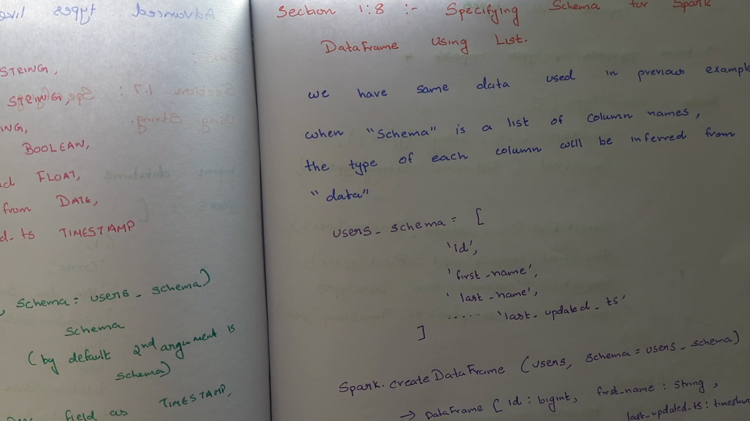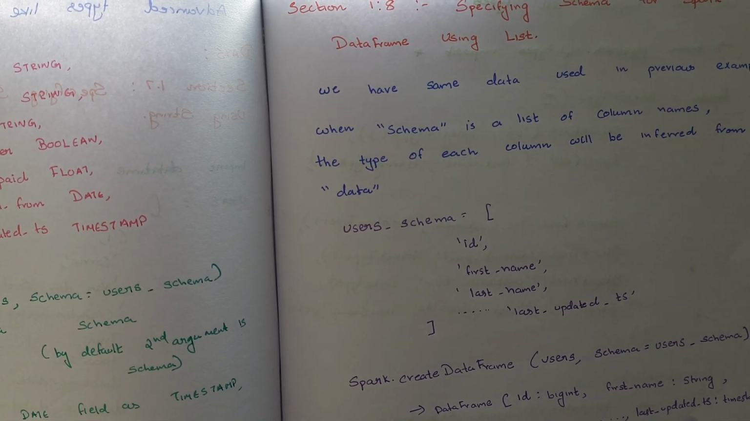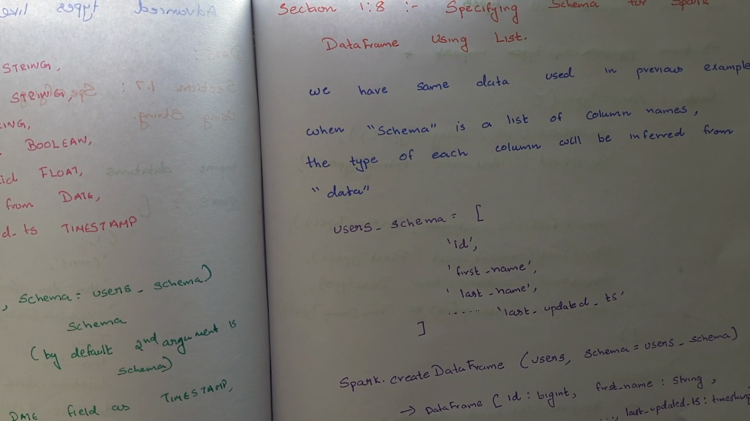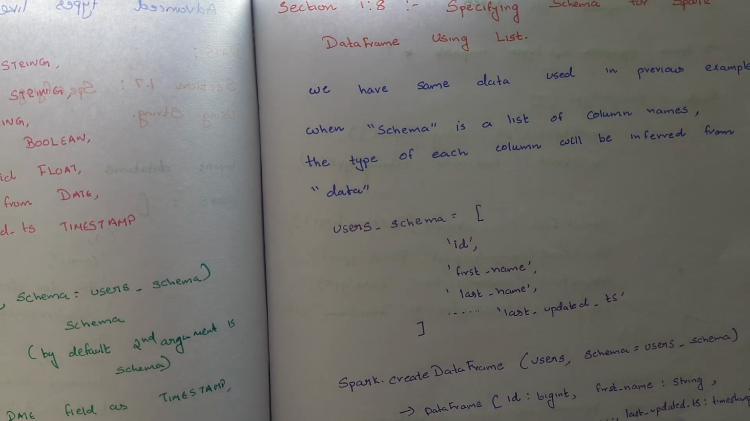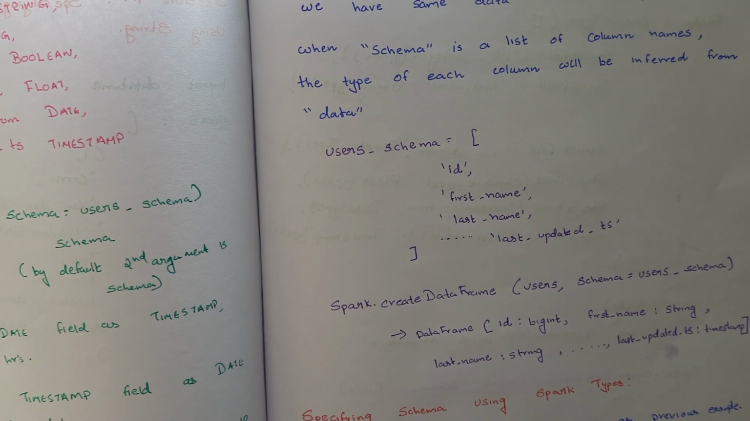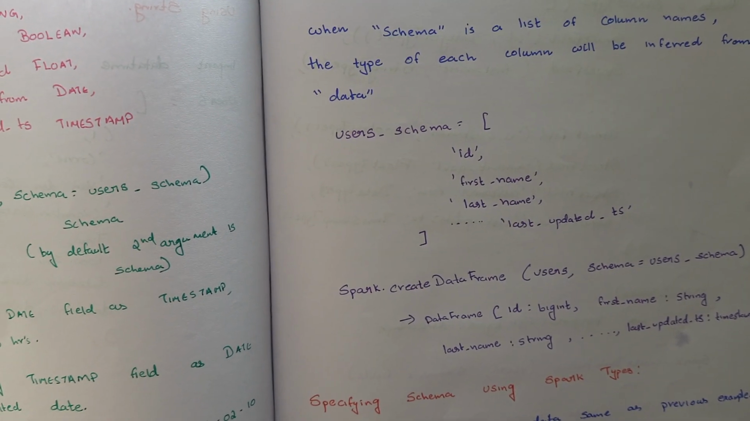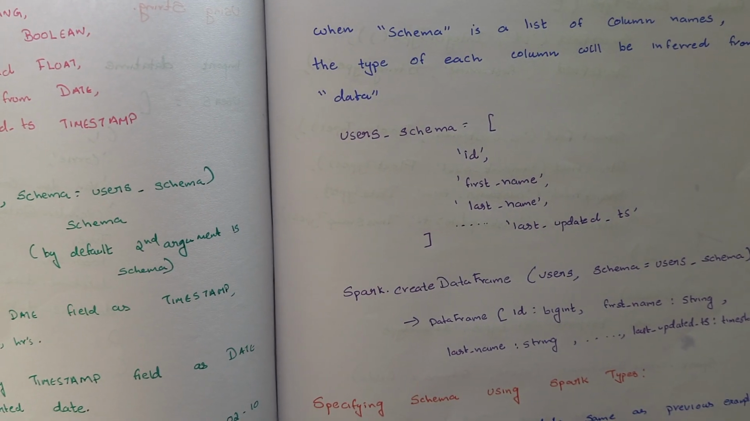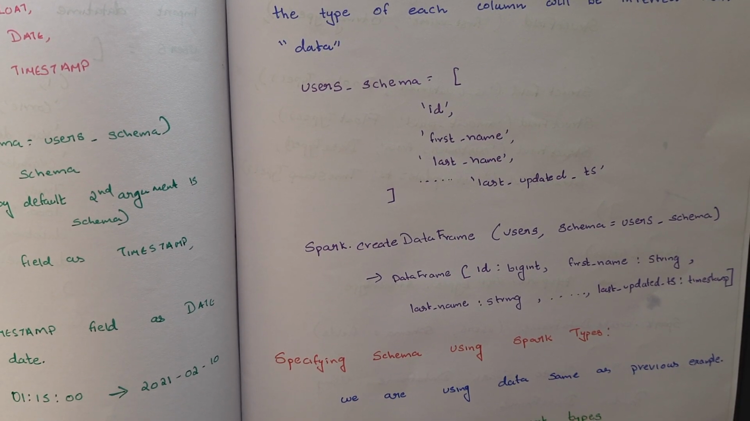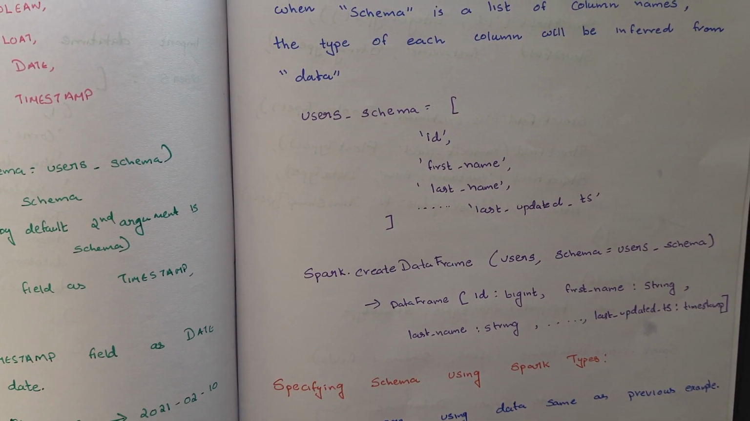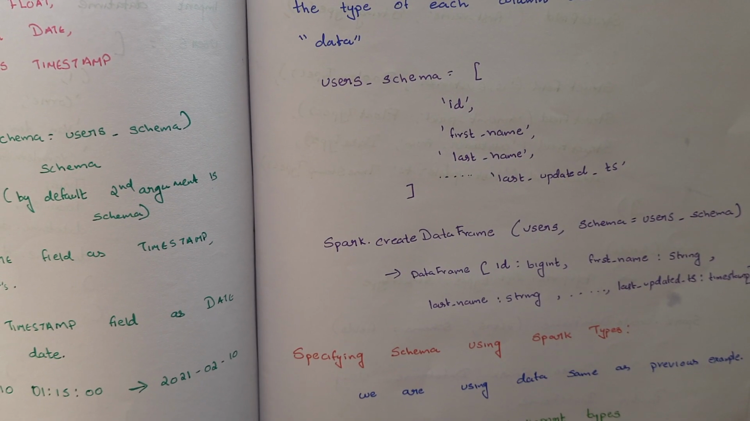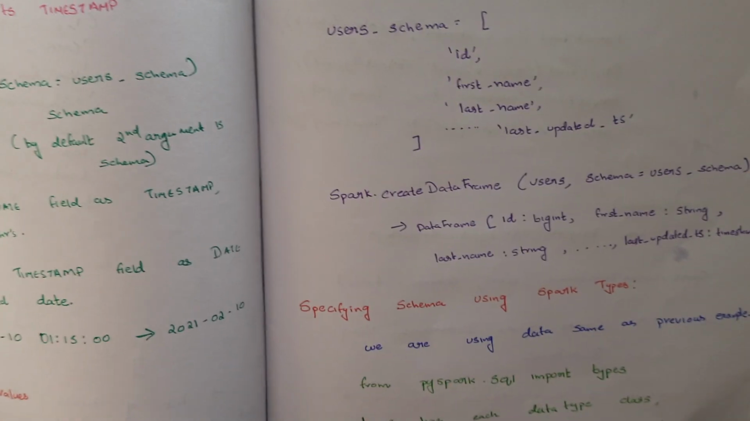So in a previous session, in a schema we were giving a column name comma data type. But if you are providing a list, you should specify only the column name. The data types will be derived automatically from the data. So here the user schema is nothing but a list instead of a string, and I'm specifying only the column names here, not the data types. Then I'm trying to create spark.createDataFrame users, then schema equal to user schema. So here the data frame is created by inferring the data types from the data files.